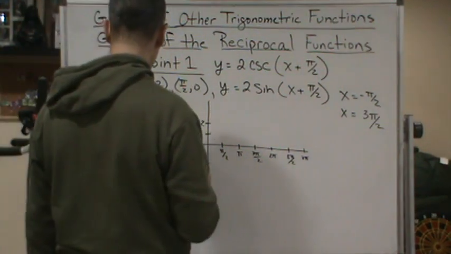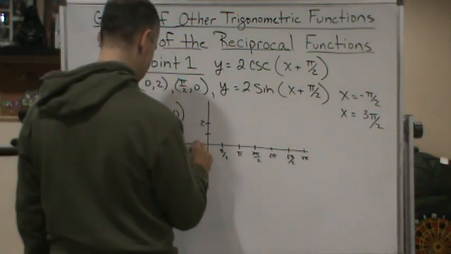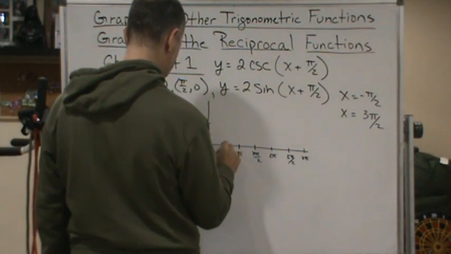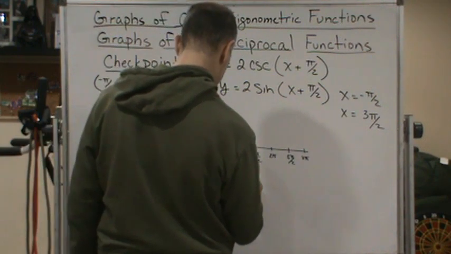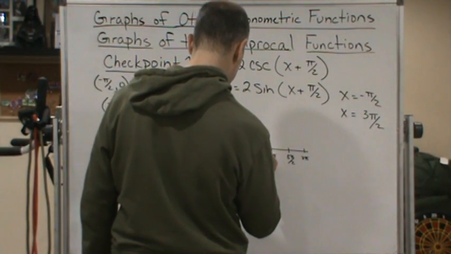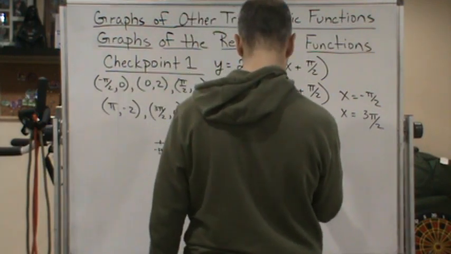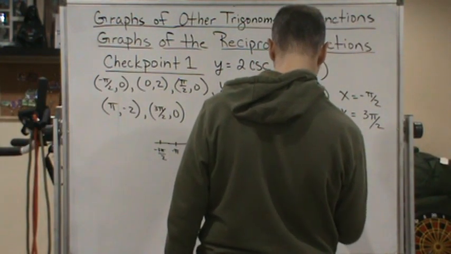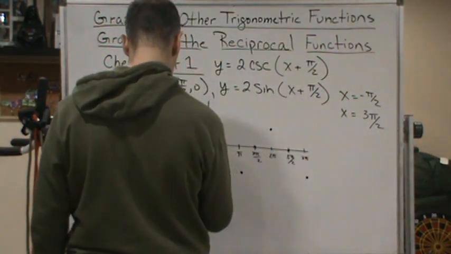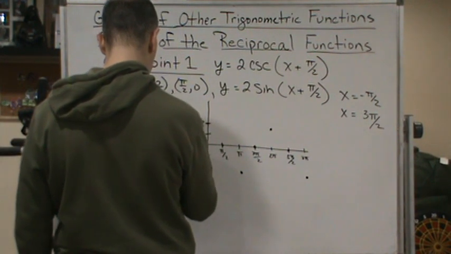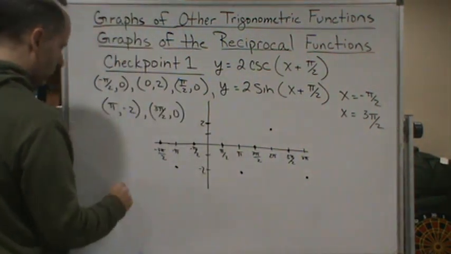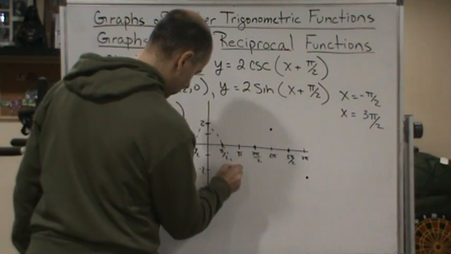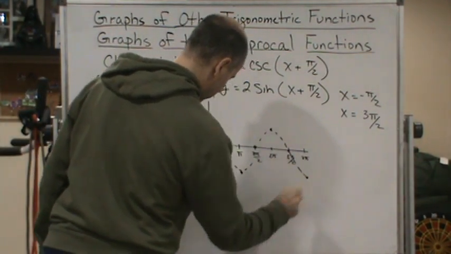And so now I'm going to plot these points. So I'm going to start here, and then it's going to go to 2, and then it's going to go to 0, negative 2, 0. I'm going to keep going. Okay, now, so again, I'm going to just put my dotted line.